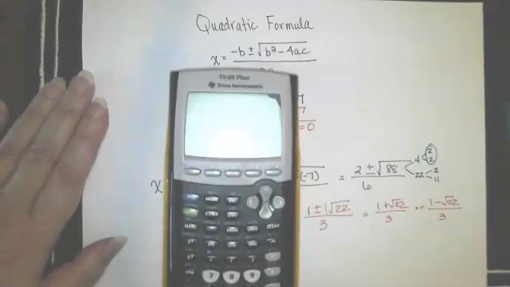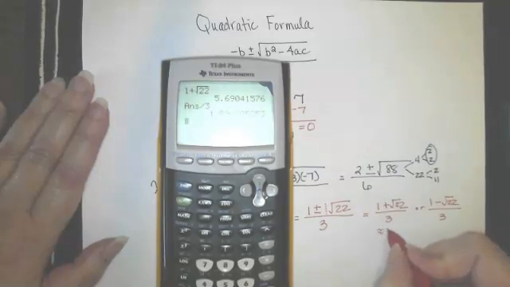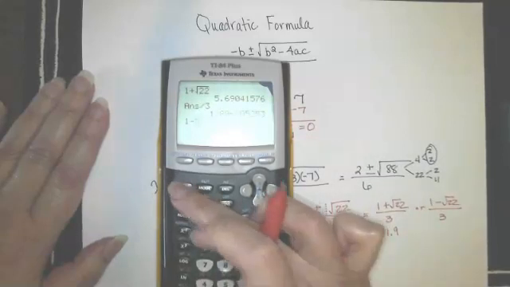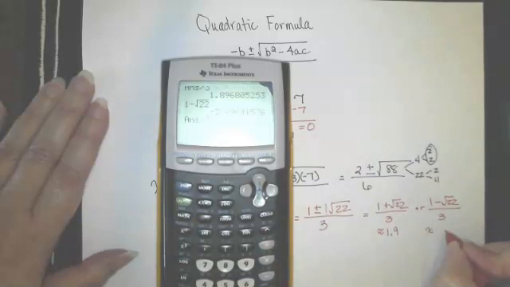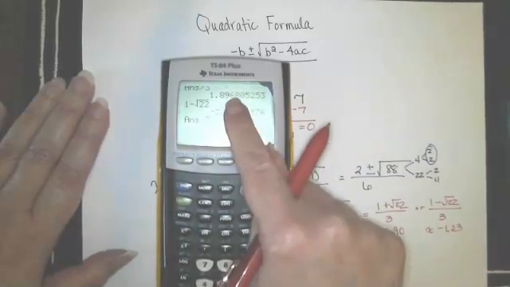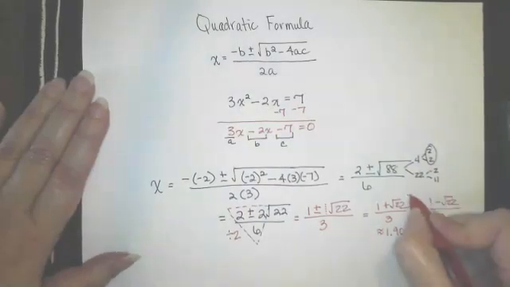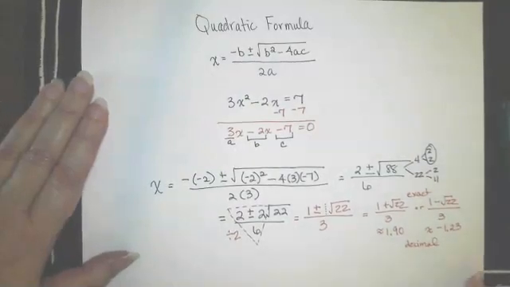And then if I wanted a decimal, I could do 1 plus square root of 22, divided by 3. So approximately 1.9, and then 1 minus square root of 22 divided by 3 gives me approximately negative 1.23. The 6 rounds the 89 to 90. So there are my 2 solutions in exact form and in decimal form. And that's solving using the quadratic formula.